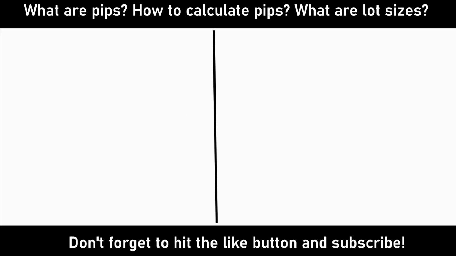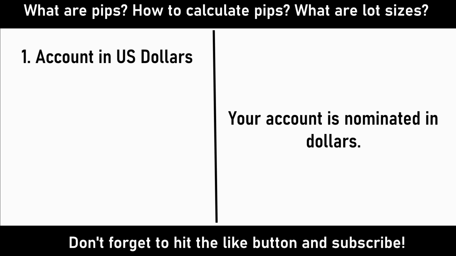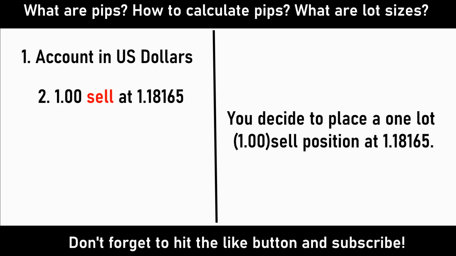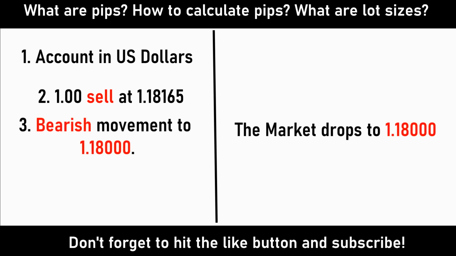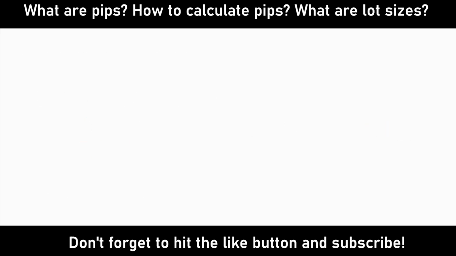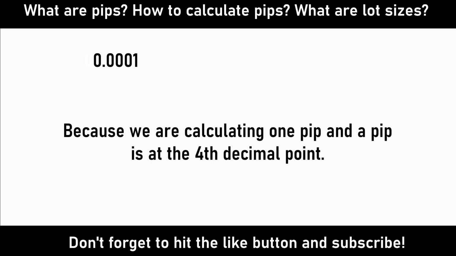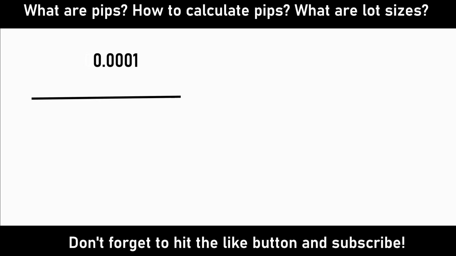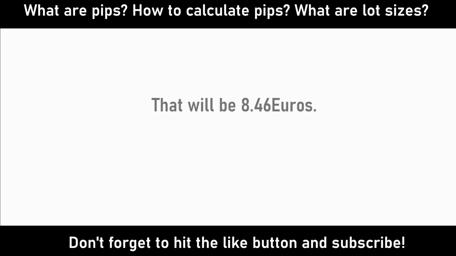Now let's imagine that your account is nominated in dollars, and you decide to place a one lot sell position at current price, and the market drops to 1.18000, which is equals to 16.5 pips. To calculate the value of a pip, it will be 0.0001 because we are calculating one pip, and a pip is at the 4th decimal place. You divide that by the current exchange rate. We multiply that by 100,000 units in base currency, in this case being the euros. That will be equals to 8.46 euros.